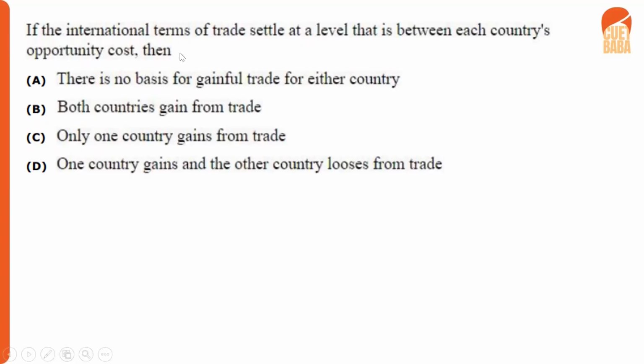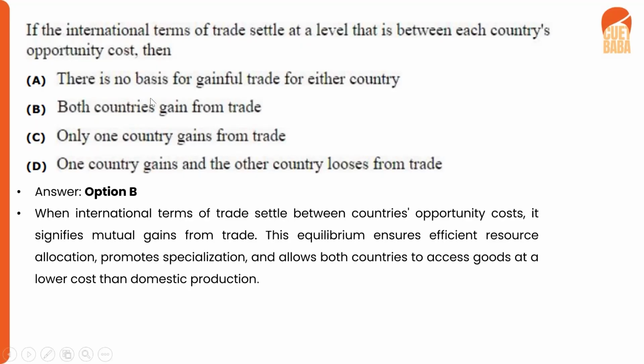Then we have, if the international terms of trade settle at a level that is between each country's opportunity cost, then there is no basis for gainful trade. Both countries would gain from the trade. Only one country would gain from the trade. One country gains and the other loses. So these are the options given. But here we can see that in the question, it's clearly mentioned that between each country's opportunity cost, a trade has been settled. So that would be where both the countries gain from each other, right? So here we have only one option, that is option B.